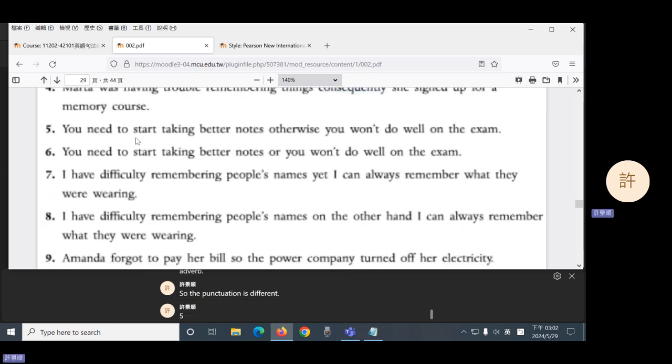Number 5: "You need to start taking better notes." Conjunctive adverb, so in front you put a semicolon, and then behind you put a comma.